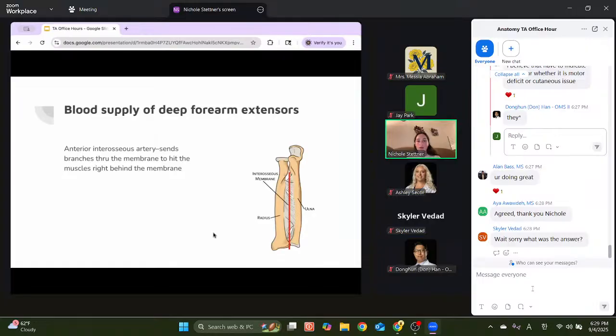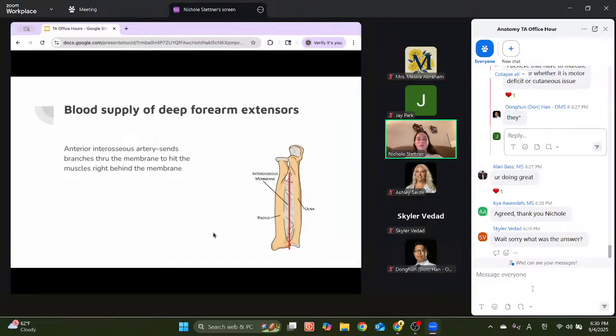So yeah, the anterior interosseous artery, so that interosseous membrane that we were talking about before that lies between the ulna and the radius, it just kind of goes right along on it. And if you think about it, the deep extensors are going to be right on top of this interosseous membrane. So as the anterior interosseous artery is passing through, it could send these little branches off into the deep extensors, and that can give them their blood flow.